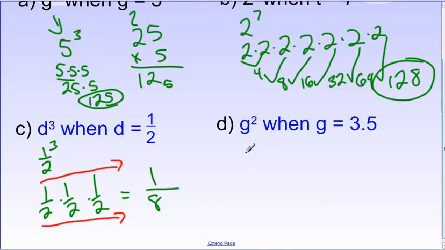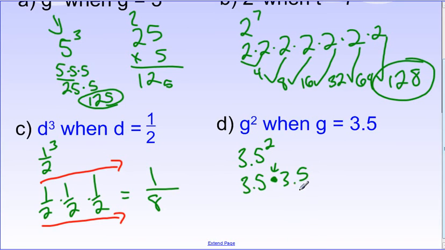And letter D is 3.5 squared, or to the 2nd power. That would be written out as 3.5 times 3.5. Make sure you make this dot a little bit bigger so you don't confuse it for a decimal point.